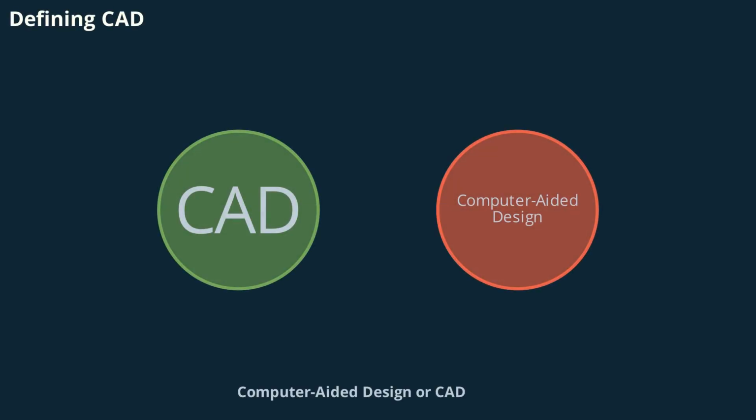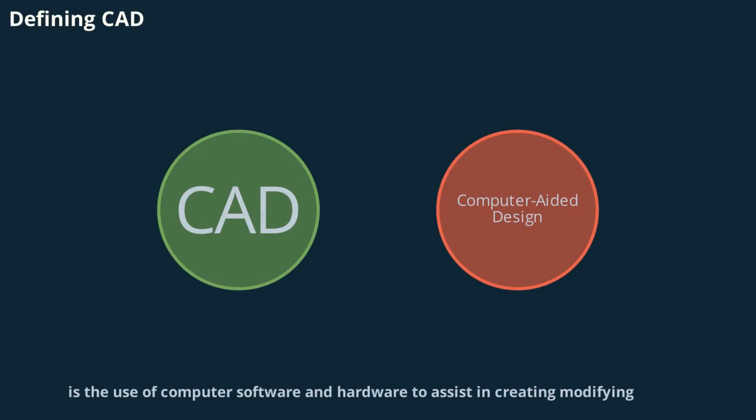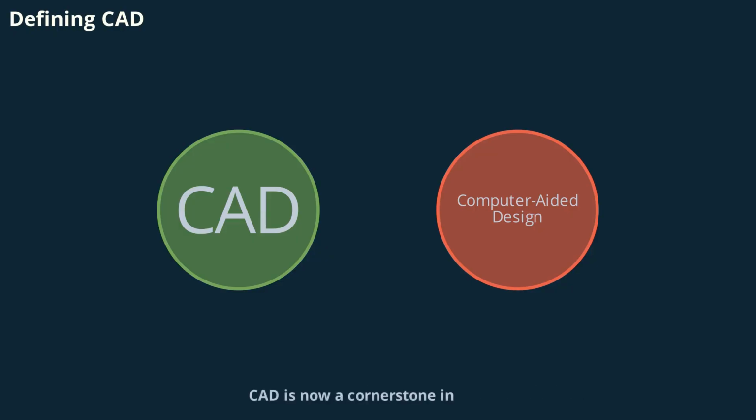Computer-aided design, or CAD, is the use of computer software and hardware to assist in creating, modifying, analyzing, and optimizing designs. CAD enables designers to produce technical drawings and 3D models with unmatched precision and speed. Instead of relying on manual drafting, CAD offers digital tools that streamline the design process for engineering, architecture, and product development. This shift has revolutionized how professionals approach design, making it easier to visualize, simulate, and document their ideas. CAD is now a cornerstone in industries ranging from automotive to medical devices.